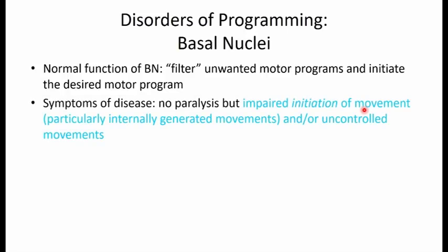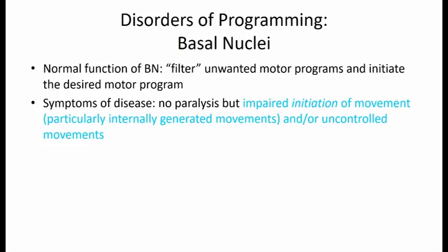So when there's a problem with the basal nuclei, we're not going to see muscle paralysis, but there will be problems with initiation of movement, particularly internally generated movements, as though the brakes are stuck on. Or conversely, there may be uncontrolled movements, as though the brakes are stuck off, they're completely released. And so the motor cortex is sending lots of movement commands that usually the basal nuclei would filter out.